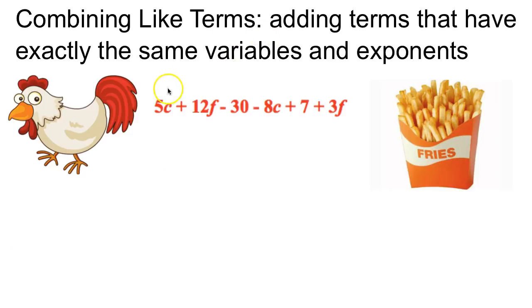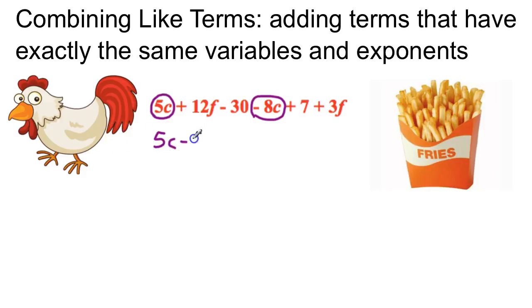So let's start doing this. First I'm going to look at my terms and see what I can combine. So this one says 5C, let me circle that in purple. That's 12F. That's not a C. Minus 30. I don't see any C's over there. Minus 8C. Yep, that looks good to me. Plus 7 minus 3F. No more C's. Okay, so let me write down the C's first. 5C. Oops, it's not minus, I mean, it's not plus.